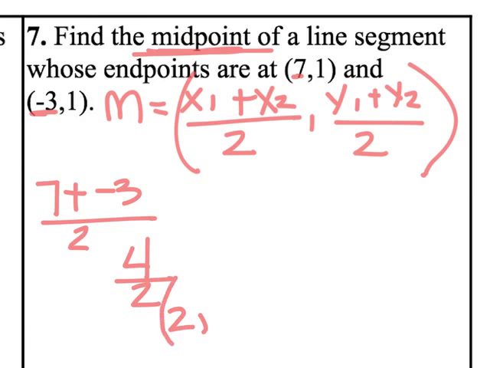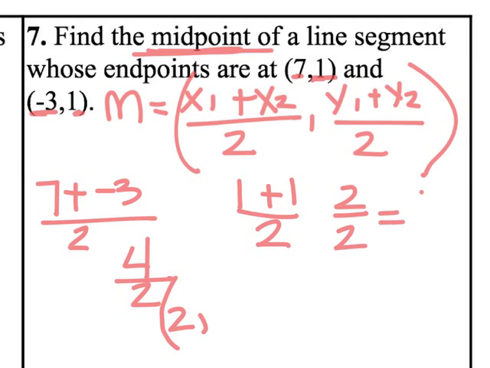So that's one of my points. And let's look at my y's. I have a y of 1 and a y of 1. So 1 plus 1 divided by 2. So that's 2 divided by 2, which equals 1. So my midpoint is at the point (2, 1) when given the above endpoints.